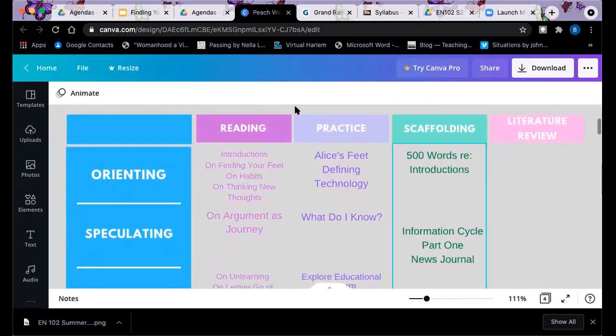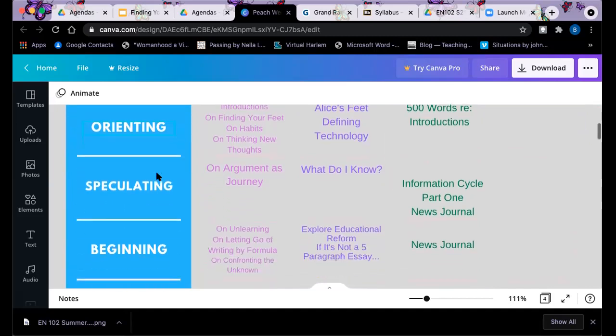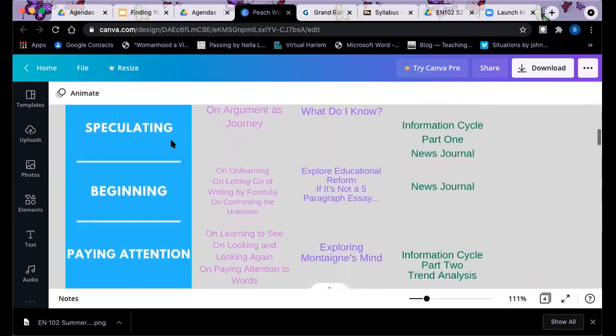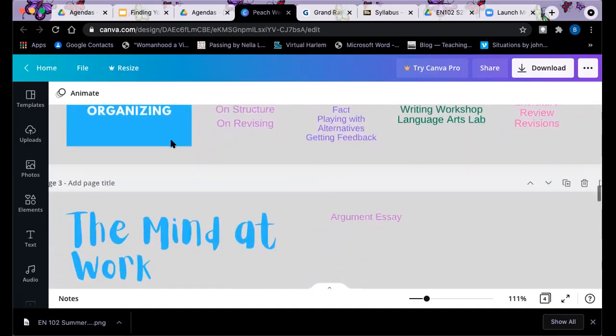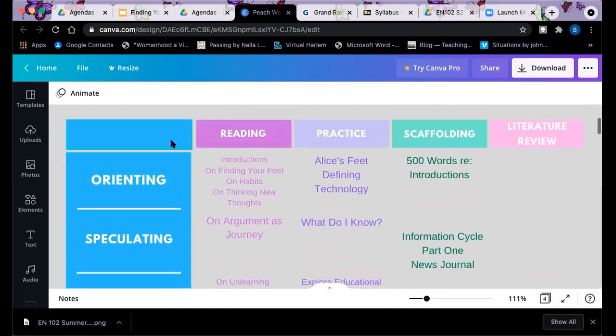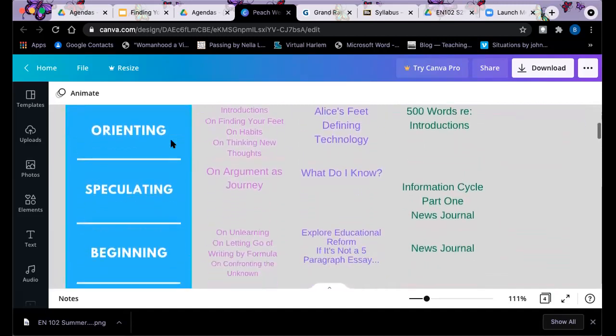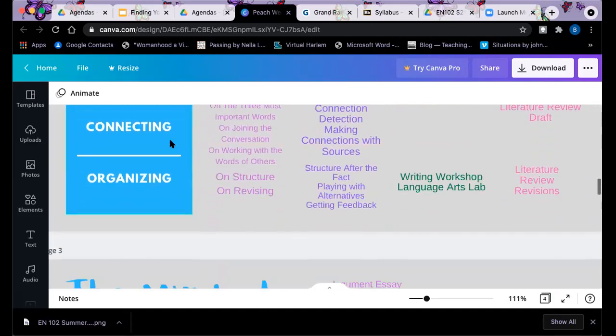We have 4 strands of work that we'll be doing. We have reading assignments, practice assignments from Habits of the Creative Mind. We have scaffolding, which are the assignments that don't come from Habits. And then we have the work on the literature review itself. So we'll be working with habits of orienting, speculating, beginning, paying attention, questioning, exploring, connecting, and organizing in the first project. This generally goes in the order of the book.